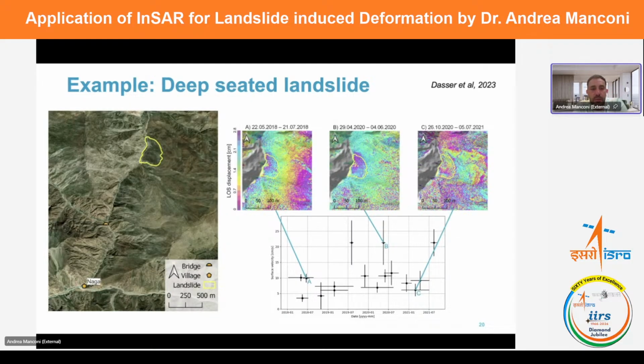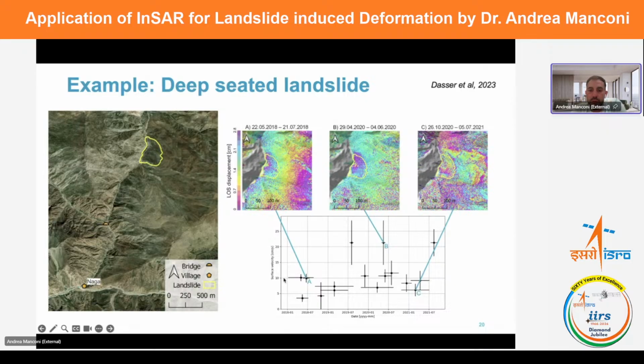Here I can show you an example of how we treated this data. So you see this example close to the village of Naga in the Bhagirathi Valley, and with some interferograms that are showing patterns of surface deformation for different time periods. And depending on the time period, we can also start to see some deformation that is not only affecting the lower portion of the landslide, but also affecting the entire deep-seated gravitational slope deformation that can be mapped here.